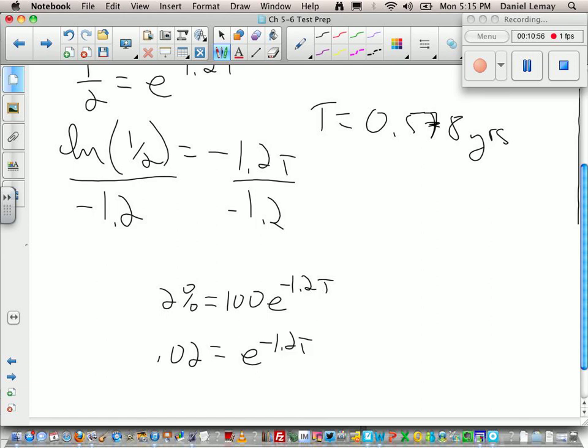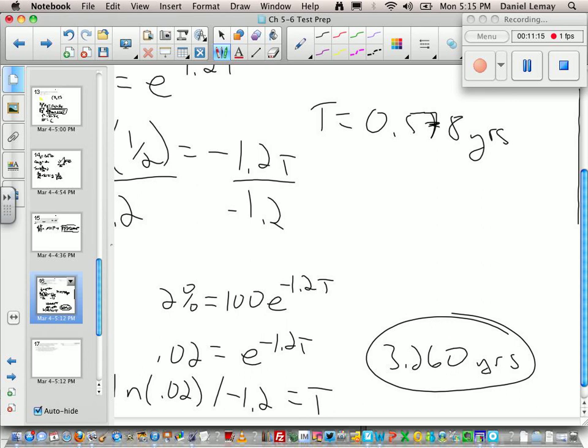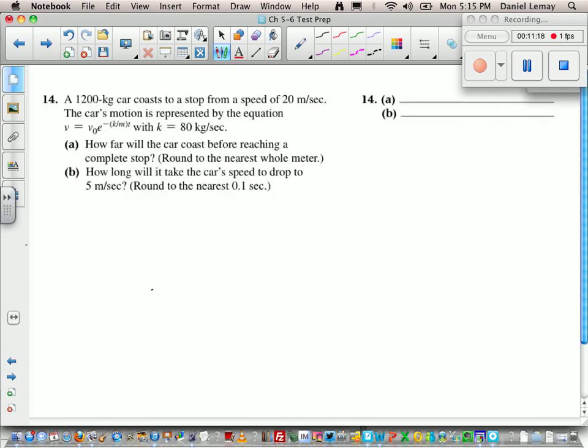We know that 100% of what we started with, we want to know when that's equal to 2%. So if I divide by 100, that leaves me 0.02 equals e to the negative 1.2 t. Again, take the ln of both sides, divided by negative 1.2. That'll be our time, and I got 3.260 years to 3 decimal places. Okay. Next question.